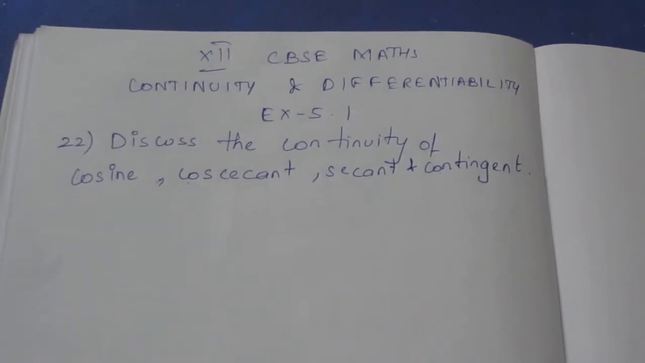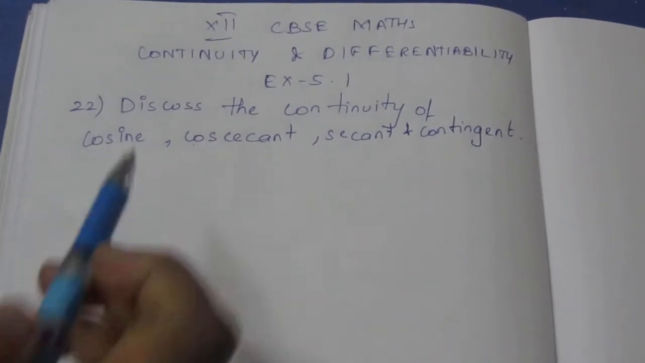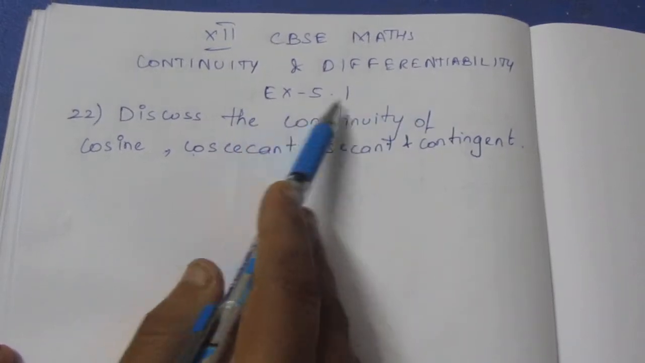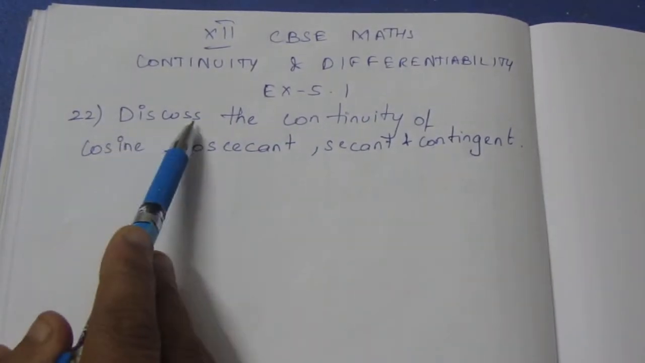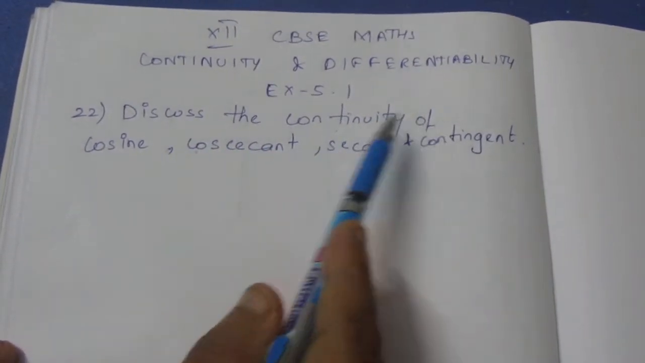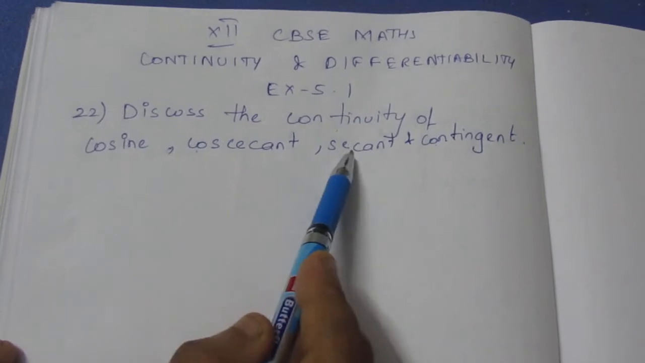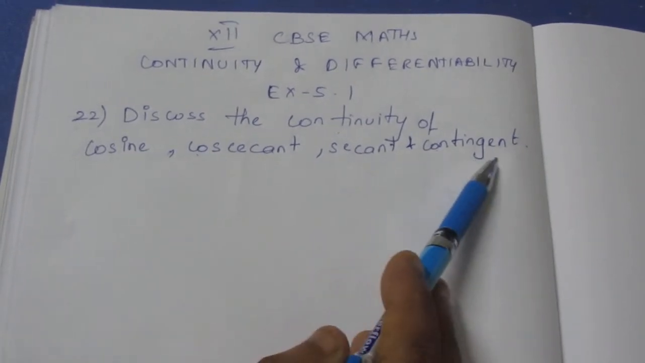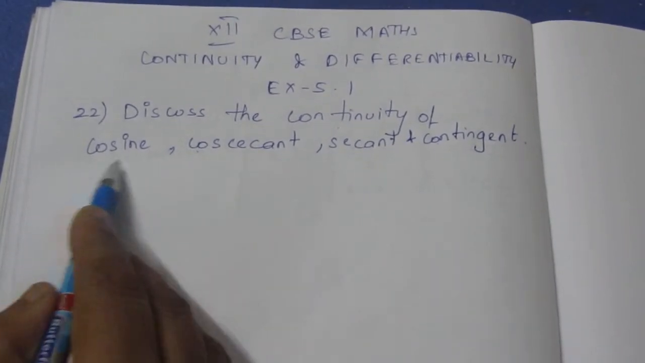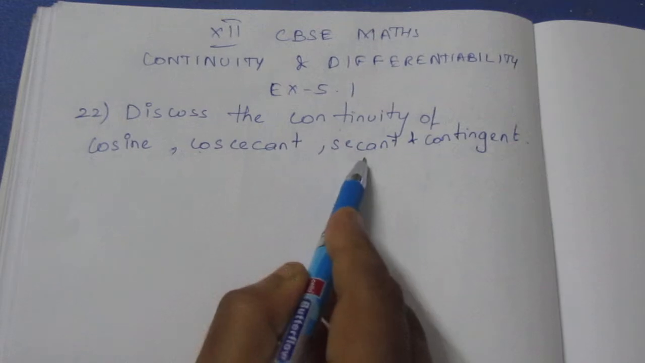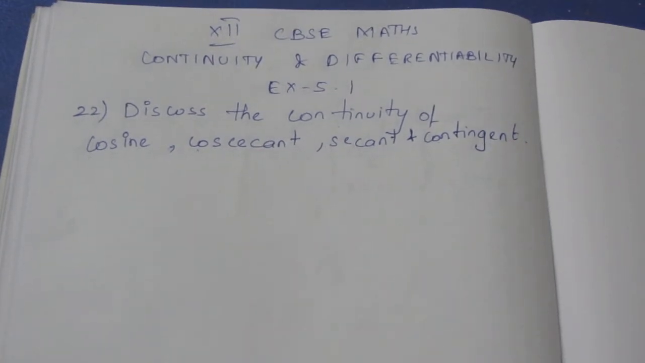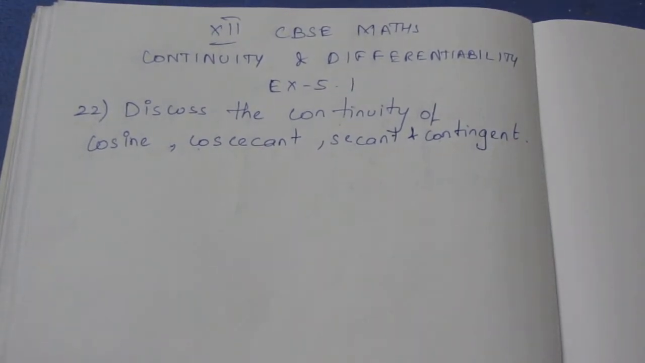Today we are going to see 12 CBSE Maths Continuity and Differentiability exercise 5.1 question number 22. Let's see the question. Discuss the continuity of cosine, cosecant, secant and cotangent. Now cosine is nothing but cos, this is cosecant, this is secant and this is cot. Now we are going to prove it separately.